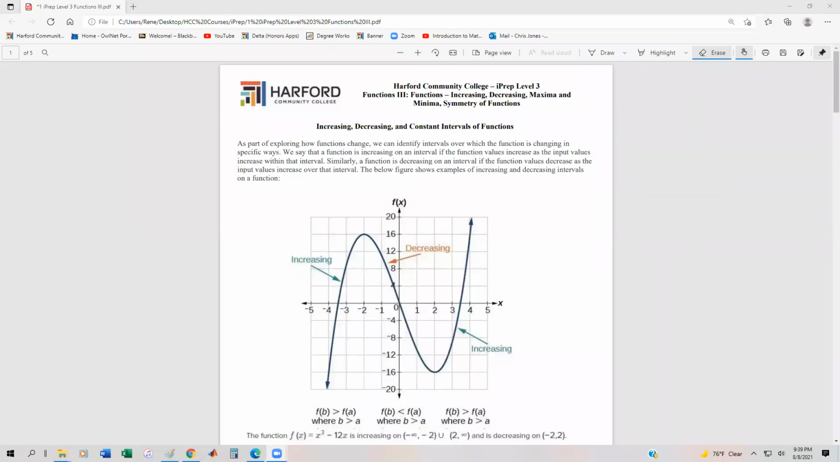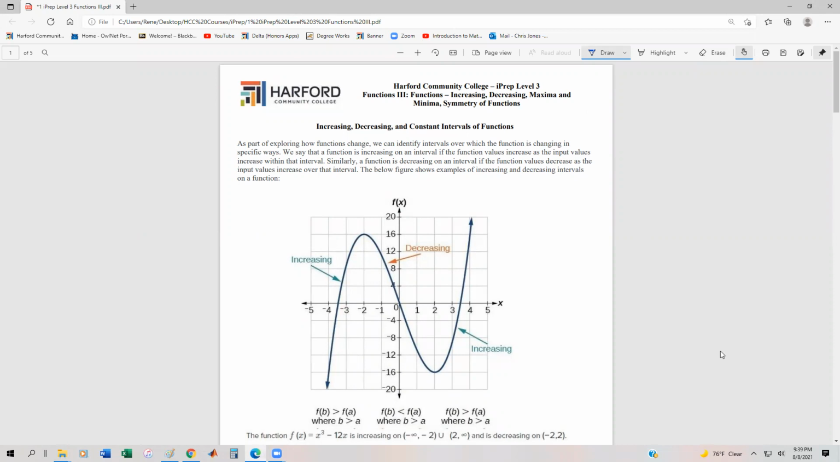We're going to take a look in this video a little bit more about the graphs of functions and some of the particular types of characteristics of functions. And we're really going to start by looking at increasing, decreasing, and constant intervals of functions. And then we're going to move on to symmetry of functions.